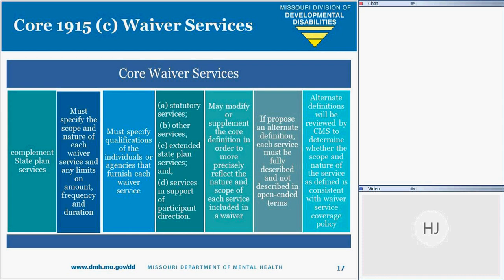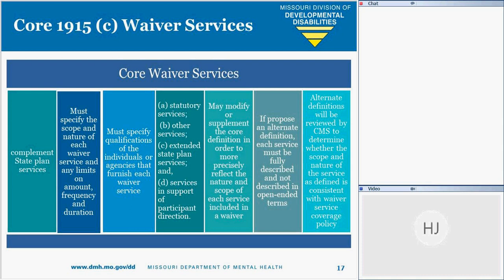Within the waiver, there are core services. There's something that the states follow, and that's CMS's technical guide for waiver applications. Waivers are here to complement state plan services. They're not to replace state plan services. Each waiver service identifies core services that you can have in your waivers.